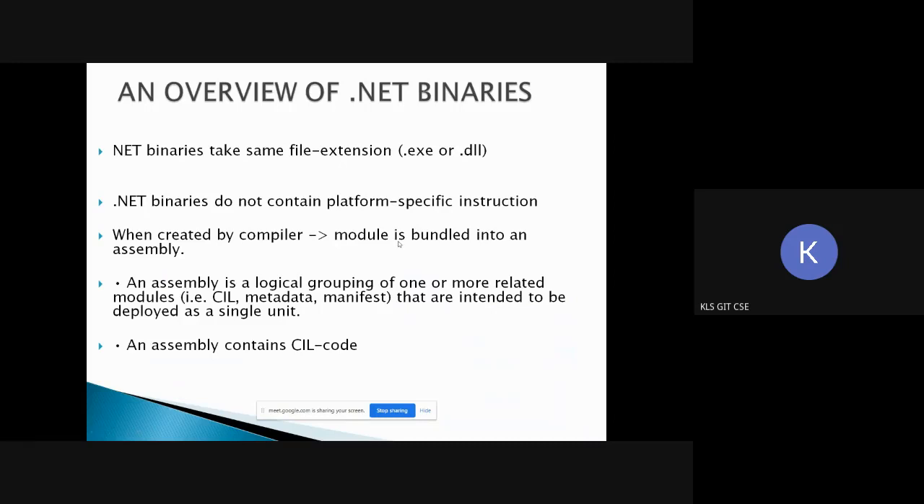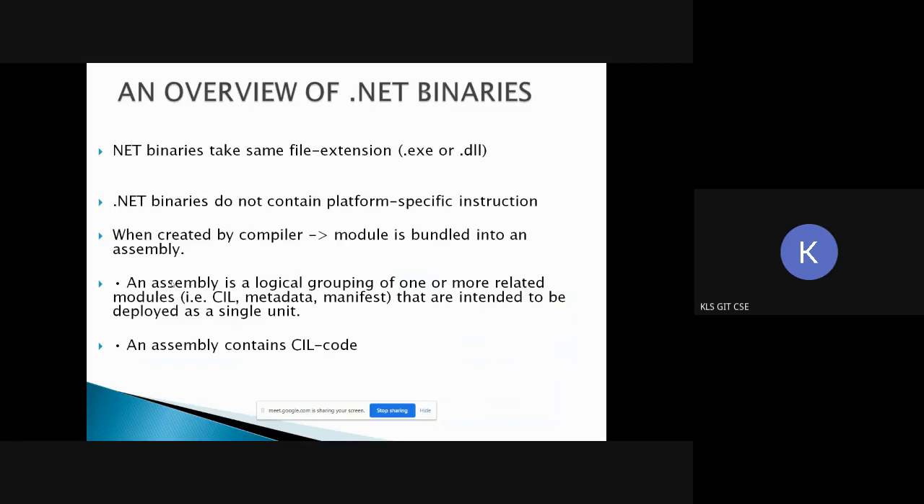So let me say that again. When .NET binaries have been created by using a .NET aware compiler, the resultant module is an assembly. So what's an assembly? An assembly is a logical grouping of one or more related modules. And what are those modules?